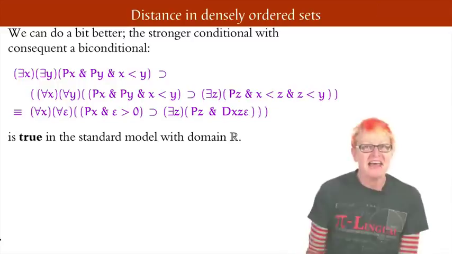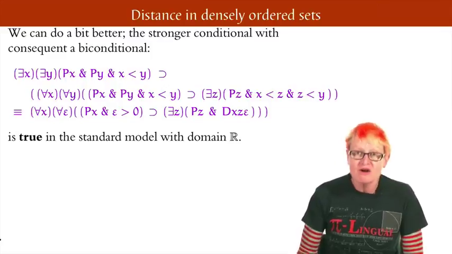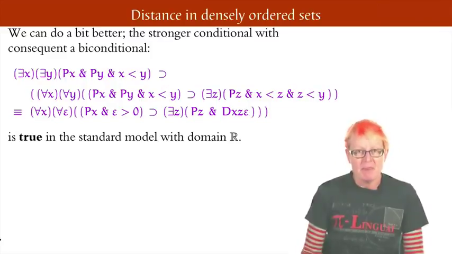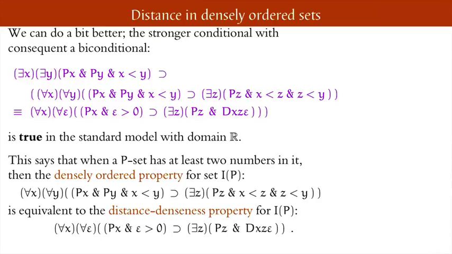Okay, so in fact we can do a bit better and get a stronger conditional where the consequent is a biconditional. So now the formula says if the P set has at least two numbers in it, that's the antecedent, then it is densely ordered if and only if it has this distance denseness property.